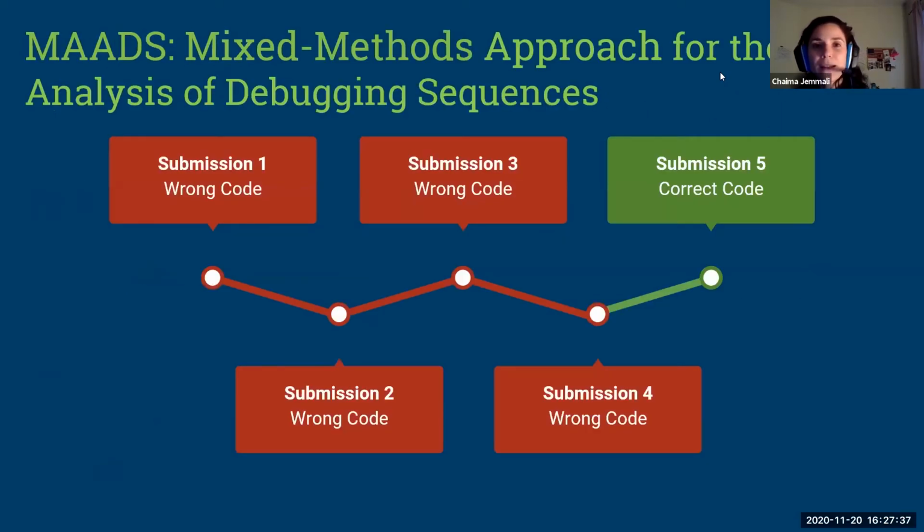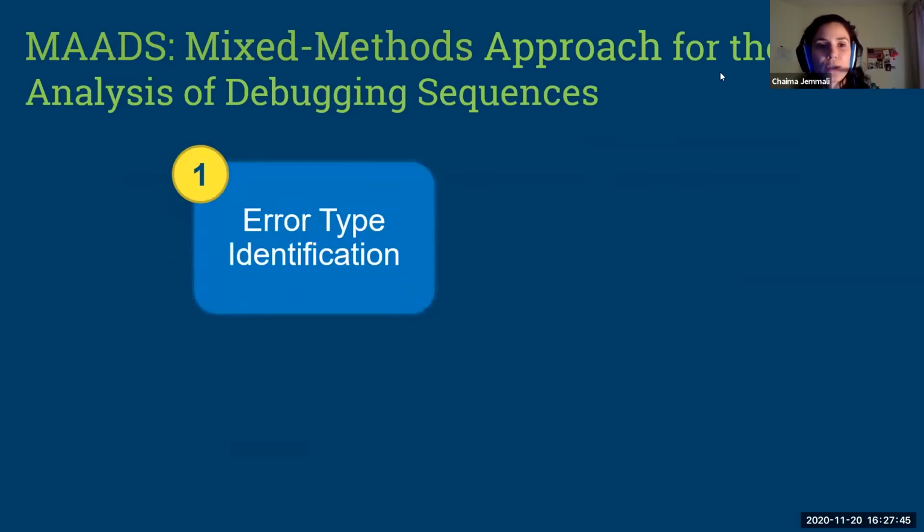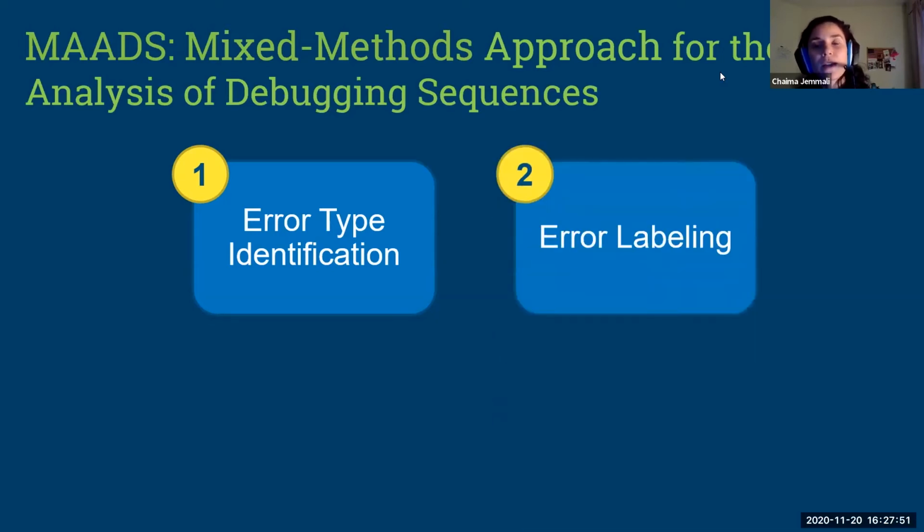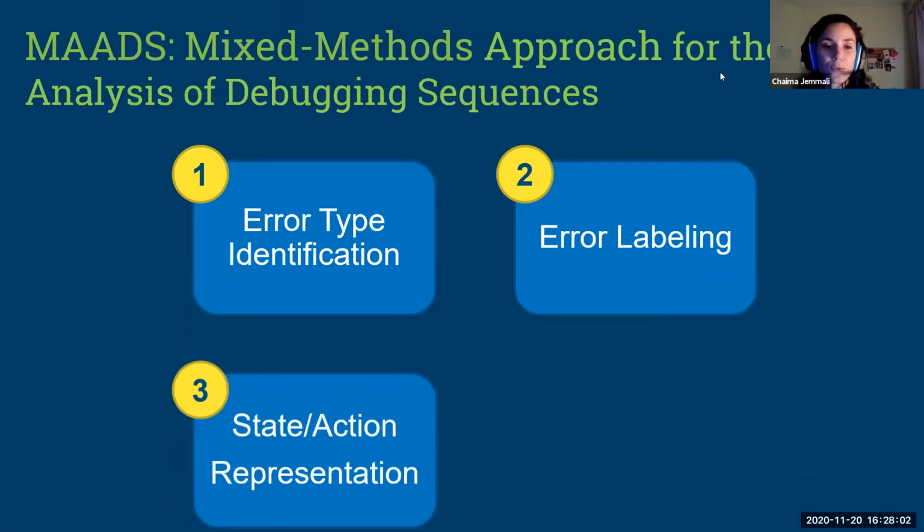The idea behind the approach is to look at how students went from a wrong code submission to a correct one in each level. To do so, we first start by looking at our data and trying to identify the types of errors that are there. Then we automatically label each code submission according to the errors in that submission. We code all the different errors, not just the one that they got an error message for.